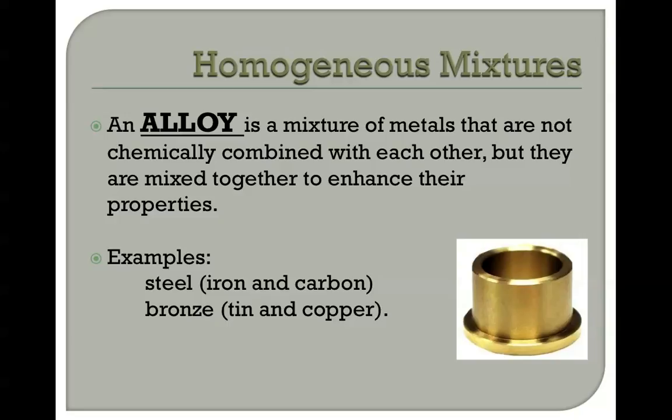Another type of homogeneous mixture is called an alloy. This is a mixture of metals that are not chemically combined with each other, but they're mixed together to enhance their properties. Two common examples would be steel, which is a mix of iron and carbon, or also bronze, a mix of tin and copper. These elements are not bonded together, they're simply a mixture in this alloy.